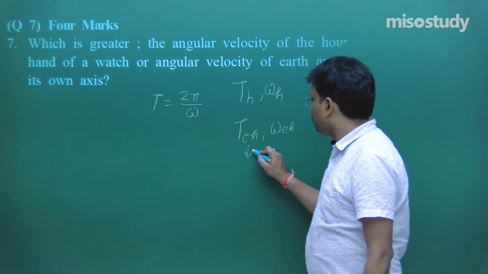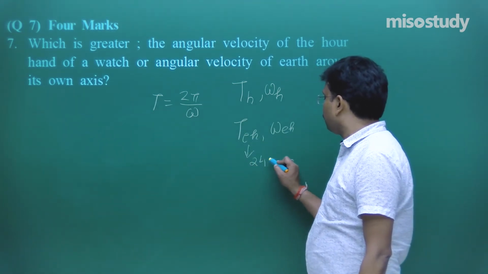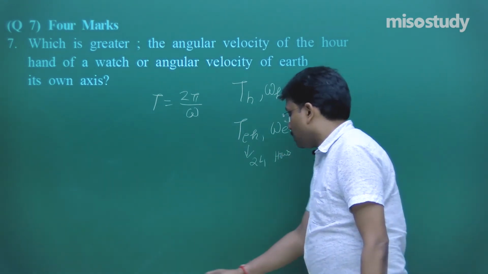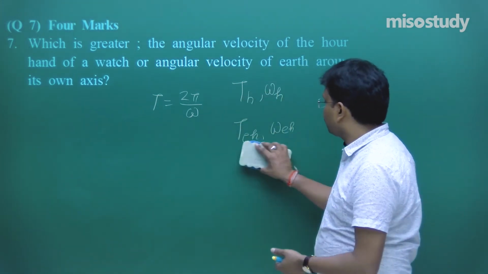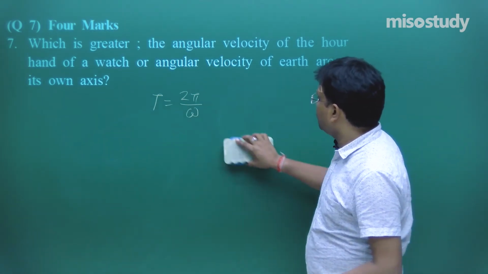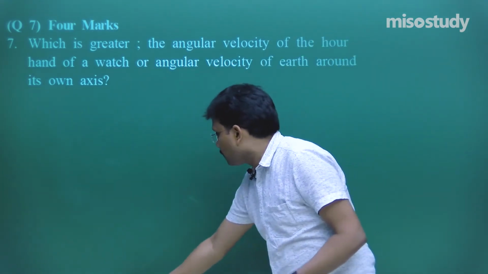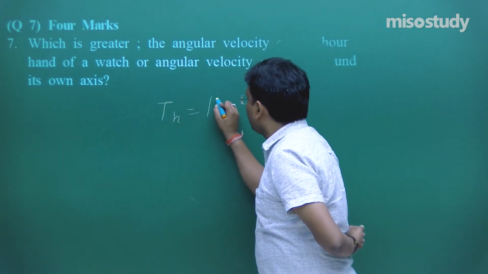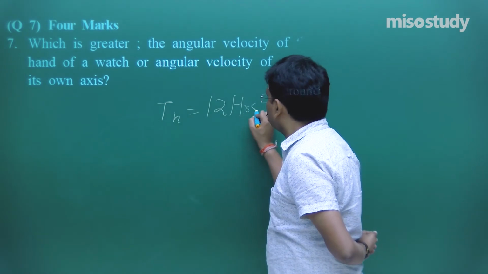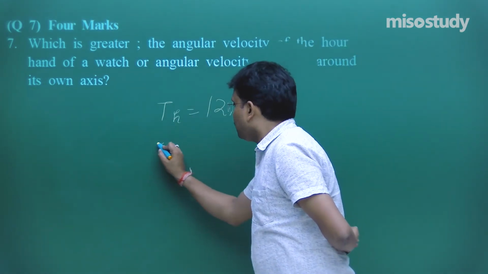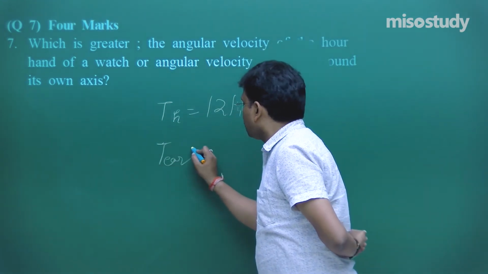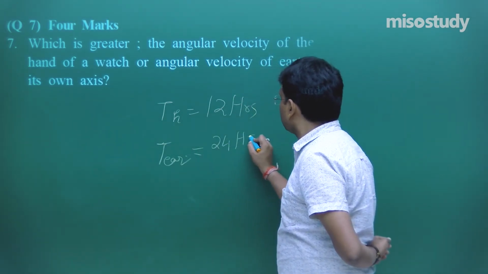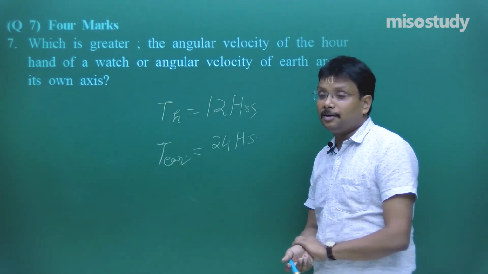Now here you know T E is nothing but 24, and for the hour hand the time period is 12 hours. So T H is equal to 12 hours while T earth is equal to 24 hours. This is the difference.